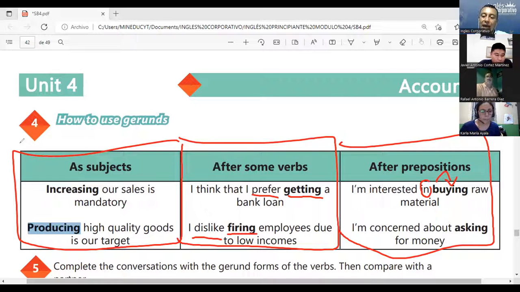I'm concerned about. About is a preposition. Así que el verbo que sigue, como es una preposición, va con ing. I'm concerned about asking for money. También preocupado, worried about. I'm worried about what? Puede ser, I'm worried about getting a loan in the bank. Getting with ing. Okay?